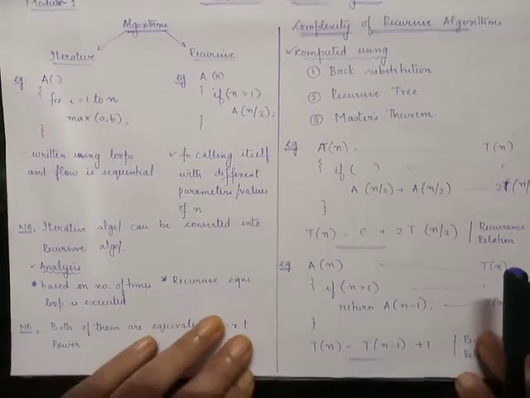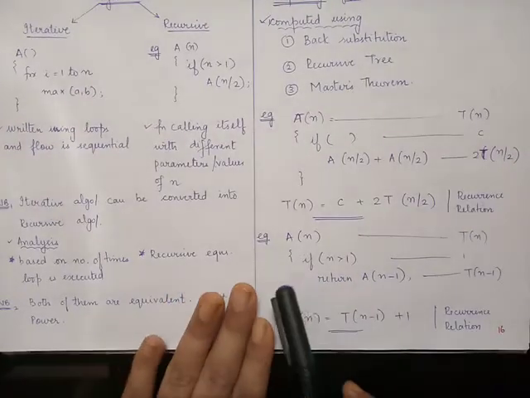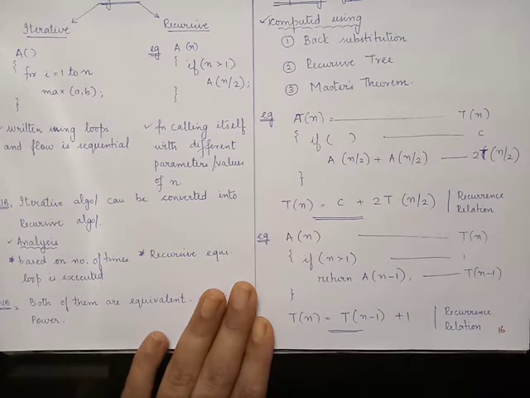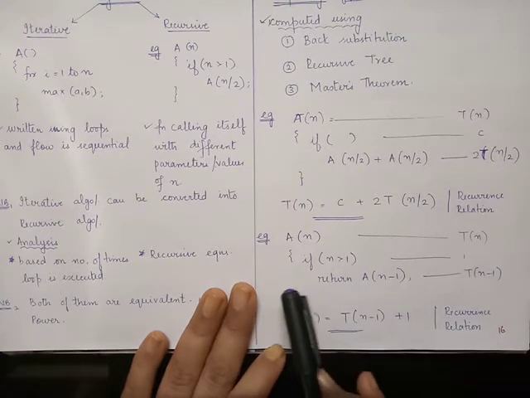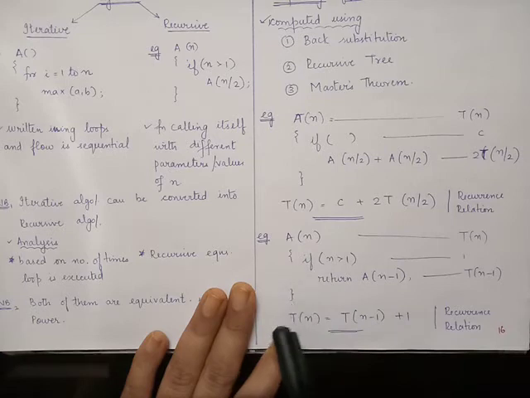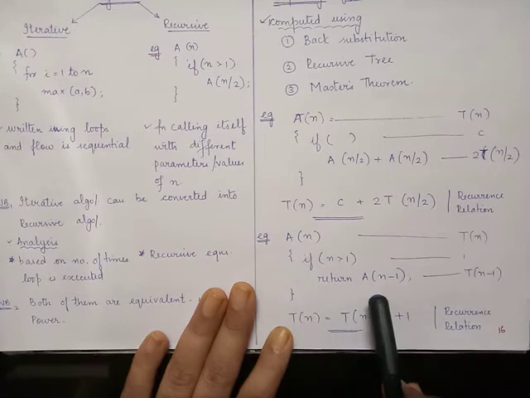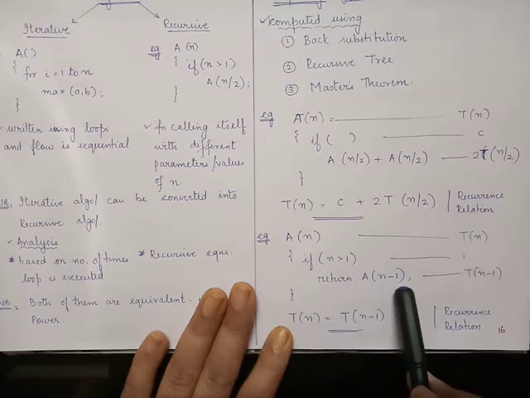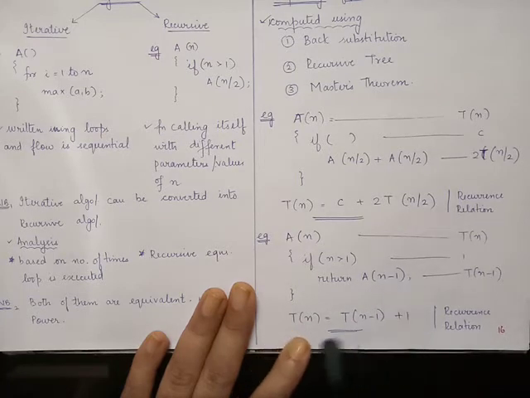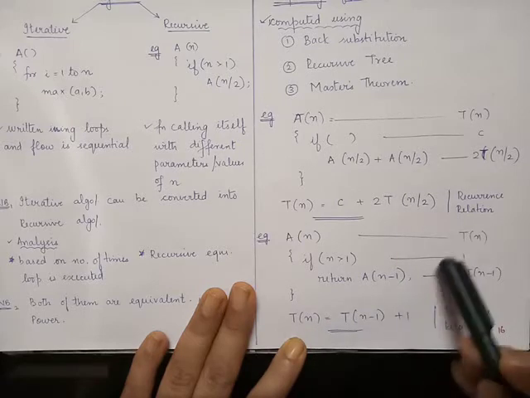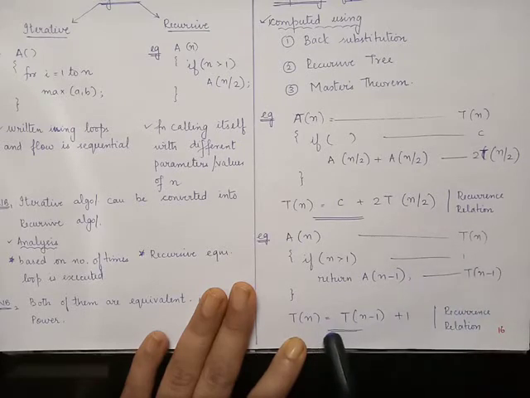Now let us consider the second example. Here there is a code snippet a of n. This function is invoked within the code snippet with a recursive call of a of n minus 1. So we can write the recurrence relation for this code snippet as t of n is equal to t of n minus 1 plus 1.